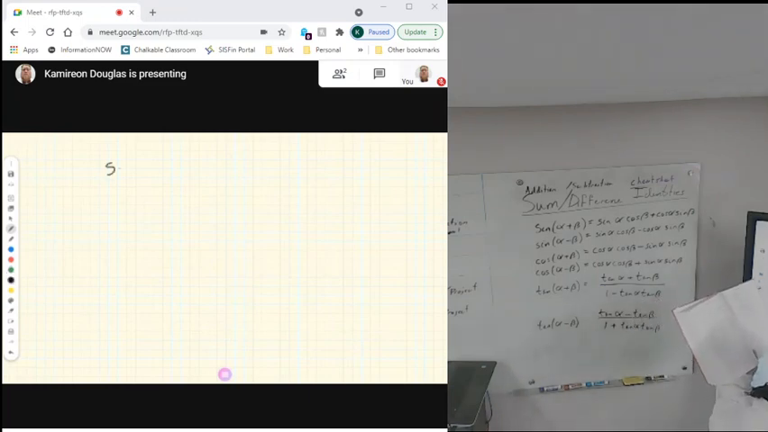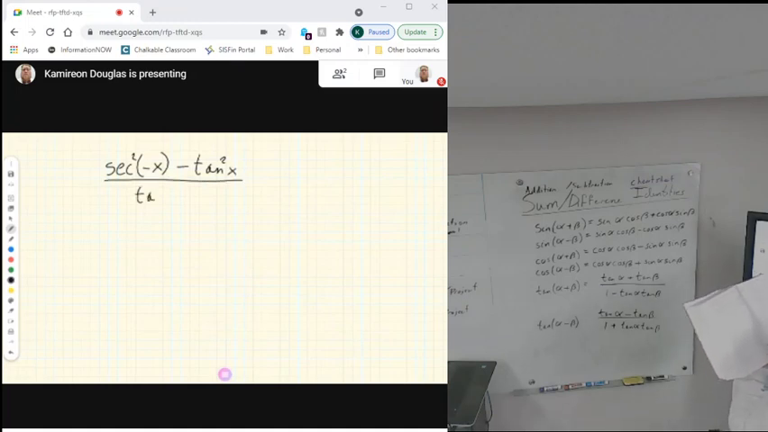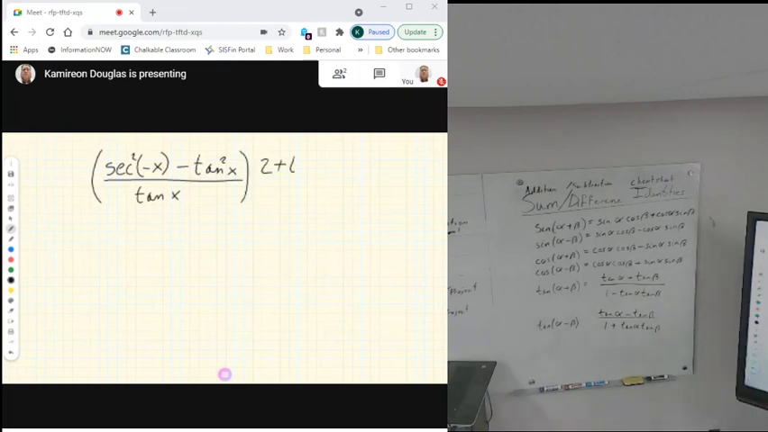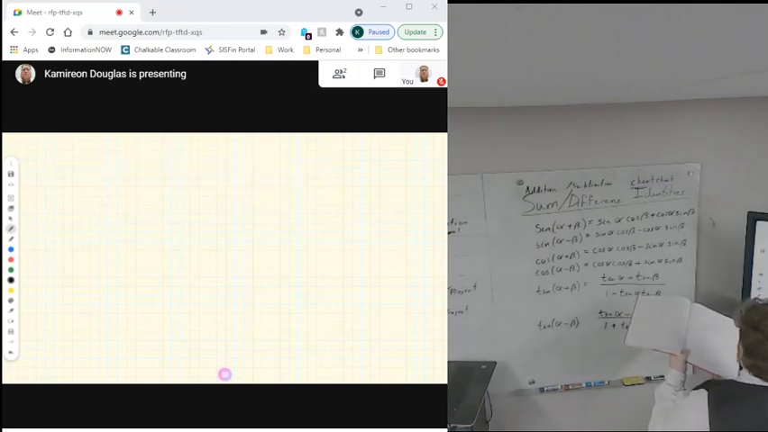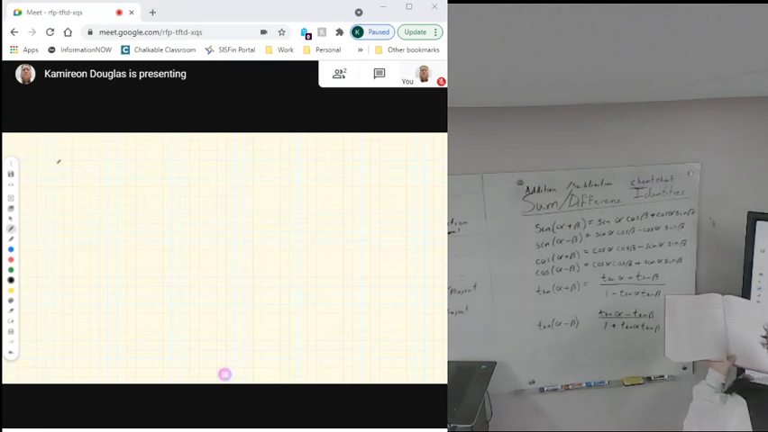Secant squared of negative x minus tangent squared of x over tangent of x times 2 plus tangent of x over 2 plus cotangent of x. Oh, that's 36. Oh my god. Thank you. I was going to keep going. All right, 35. Let's try that one more time.